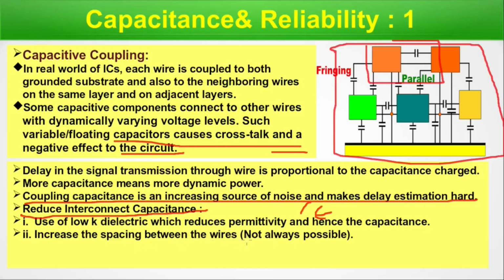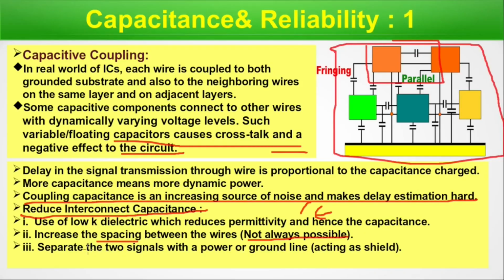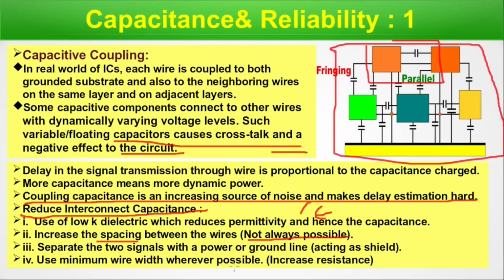Increase the spacing between wires. We are downsizing the transistor dimension. When we are trying to adjust more devices in an IC or in a wafer, at that time increasing spacing is not always possible. Separating two signals with a power or ground line acting as shield, that might be a method. Use minimum wire width wherever possible, which in turn will increase the resistance.